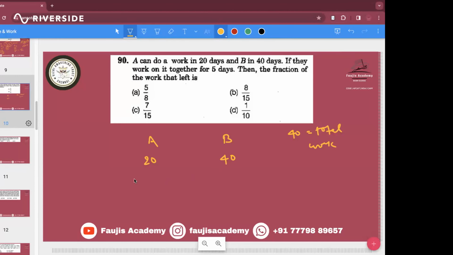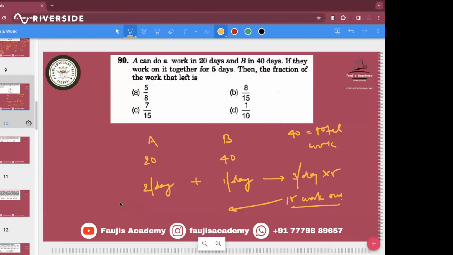Total work. That means A is able to do 2 work per day and B is able to do 1 per day. And in 1 day together, they'll be able to do 3 work per day, right? They worked together for 5 days. That means 3 into 5, 15 work was over, right? Then how much was remaining? 40 was the total, 15 over, 25 remaining.